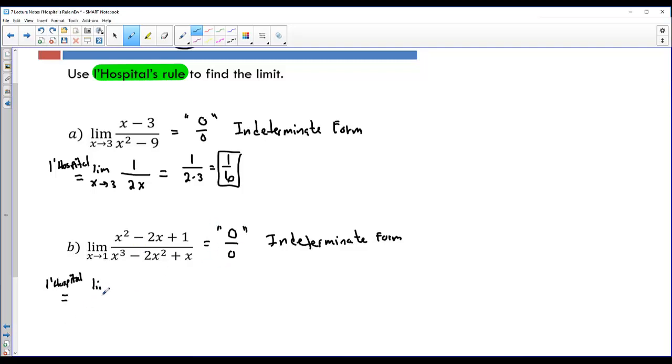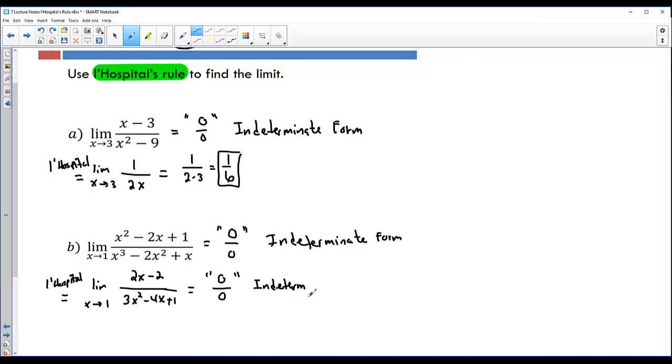So the limit as x goes to 1. The derivative of the top is 2x minus 2. The derivative of the bottom is 3x squared minus 4x, and there's a plus 1 too. So just the derivative of the top divided by the derivative of the bottom. Now I'm going to reevaluate this limit to see if I get a better answer. I plug in, so I get 2 minus 2 on top, which is 0. And on the bottom, when you plug in 1, you get 3 minus 4 plus 1, which is 0. Oh, I still have an indeterminate form.